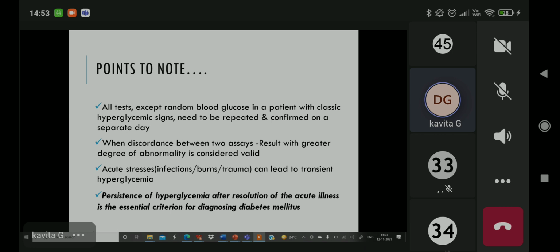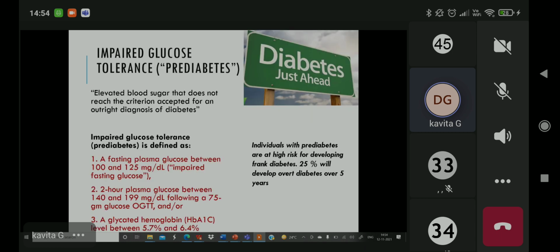Now, before making the diagnosis of diabetes, you have to be very careful that the patient in front of you should not have any infection, should not have any fever due to any other reason, should not be post-surgery, should not have burns or something that is naturally going to lead to a transient elevation of the blood sugar. So, as a clinician, it's your duty to diagnose hyperglycemia which is persistent when there is no acute illness. That is the most important thing to diagnose it. Now, there are certain things that you should know apart from this, and that is the IGT, pre-diabetes.